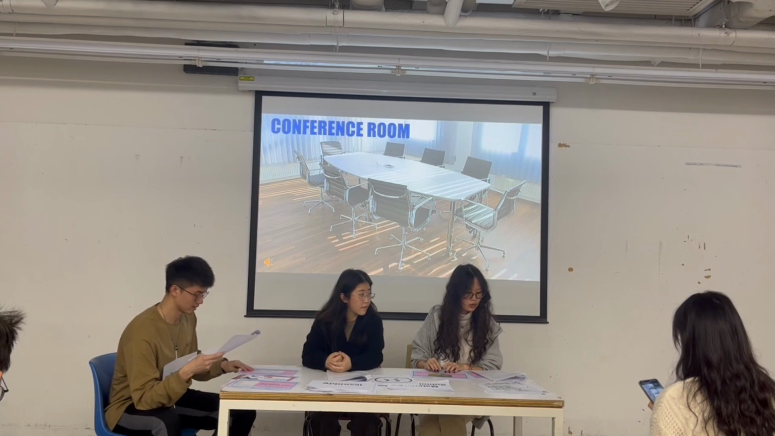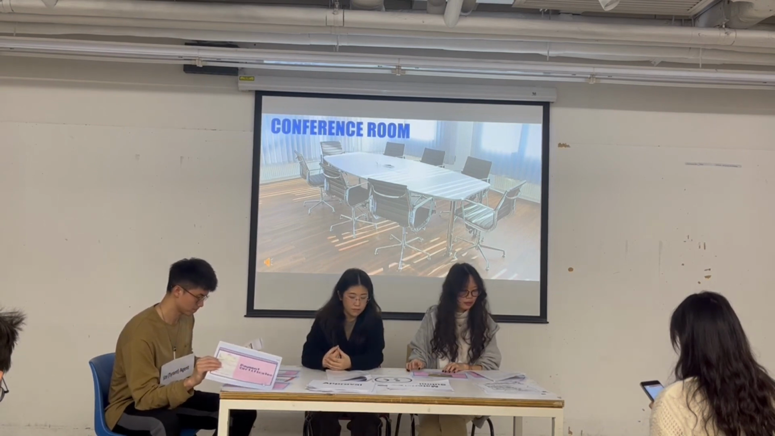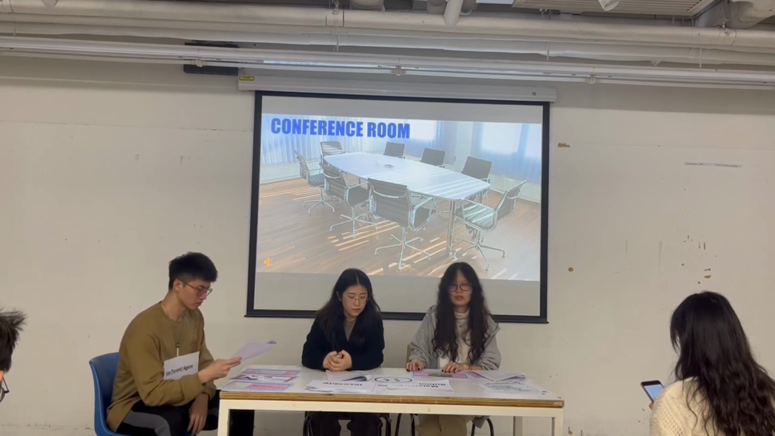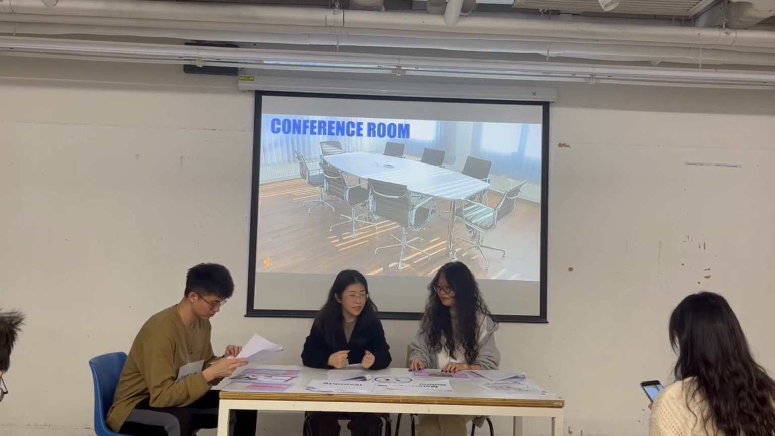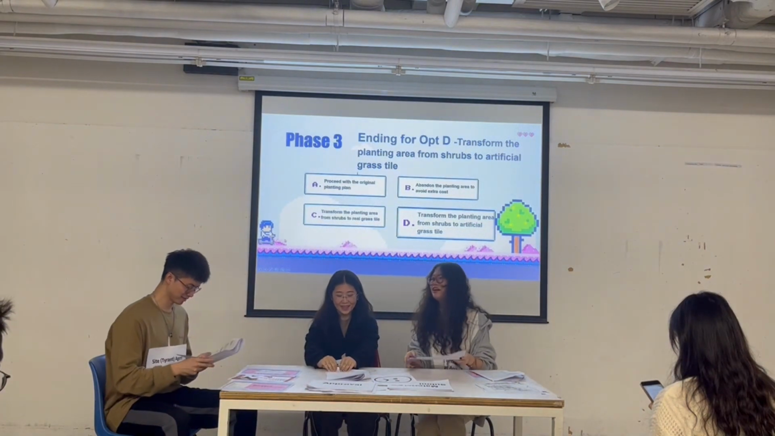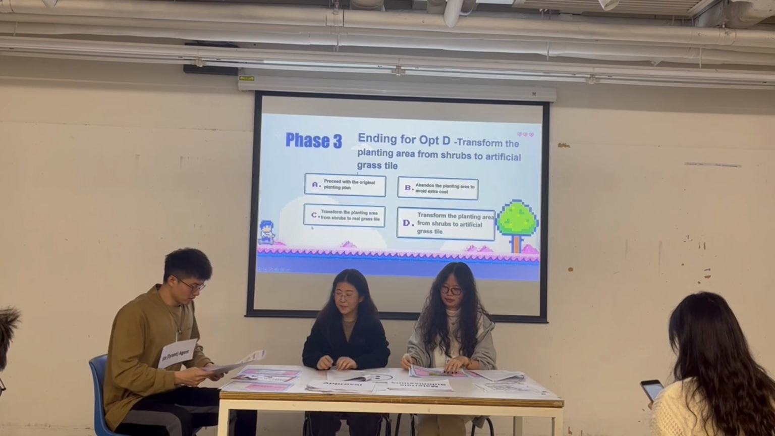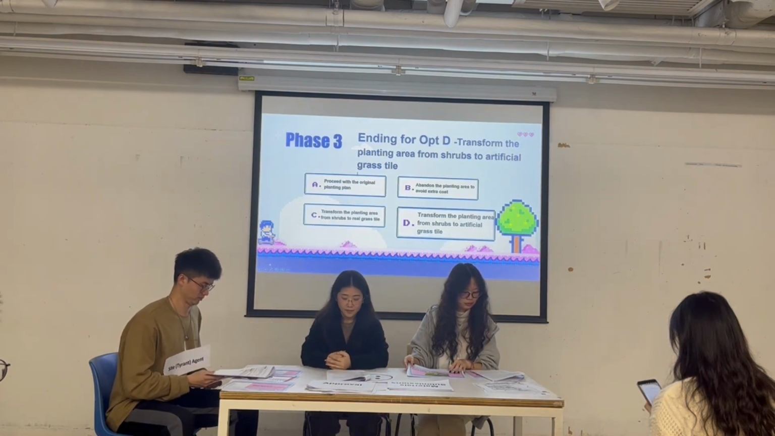What do you suggest we do? We can make use of the contingency funds to cover the additional expenses. This will ensure that we stay within budget. This sounds like a reasonable proposal. Let's go ahead with it. Okay, let's go. And that's the end of option C. And next one is option D. Transform the planting area from shrubs to artificial grass tile.